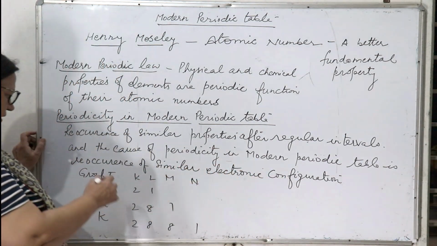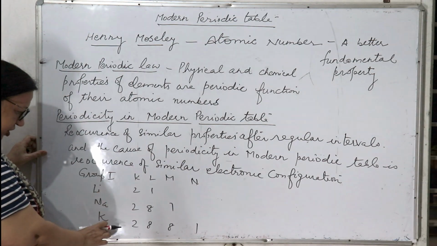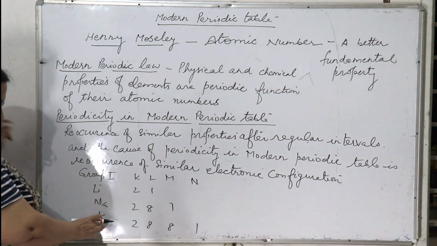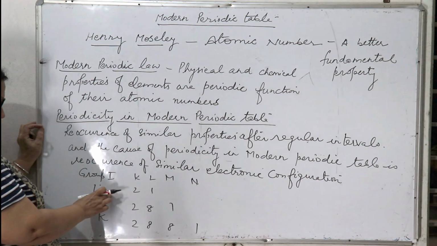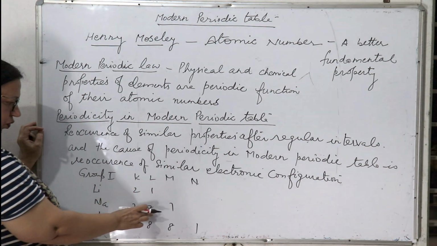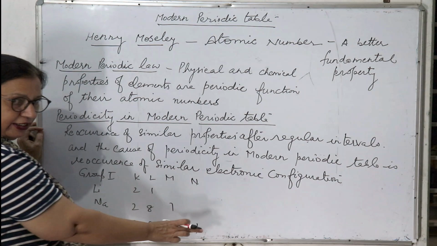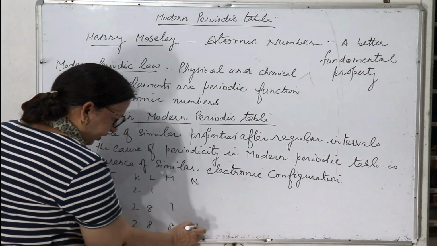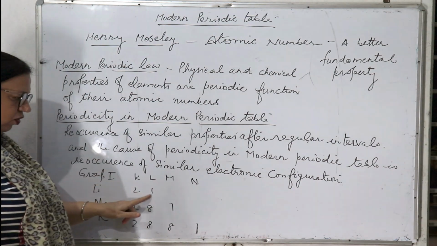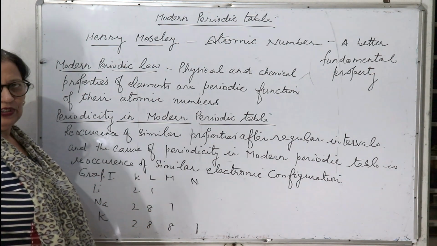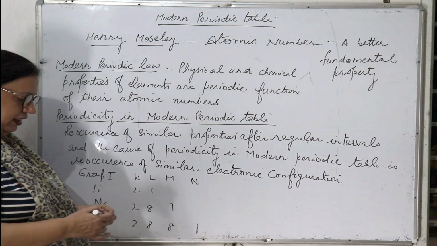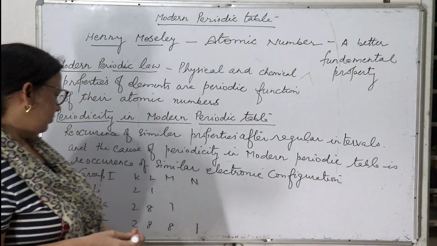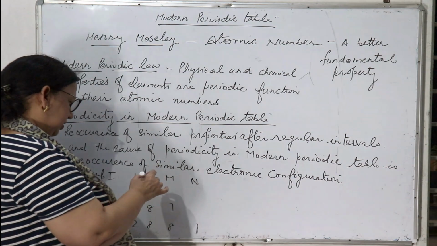Here I gave one example. I wrote three elements of group 1: lithium, sodium, potassium. If we write the configuration, then it is 2, 1; 2, 8, 1; and 2, 8, 8, 1. And what is the similarity? They all have one electron in their outermost shell. So, reoccurrence of similar electronic configuration after a regular interval.